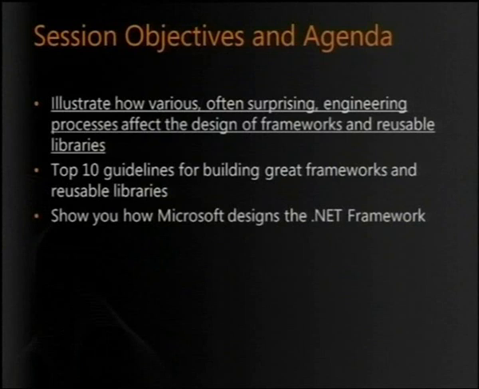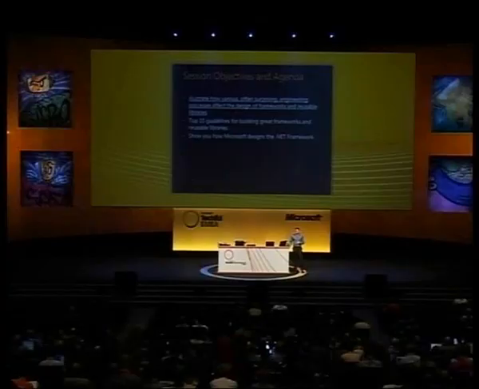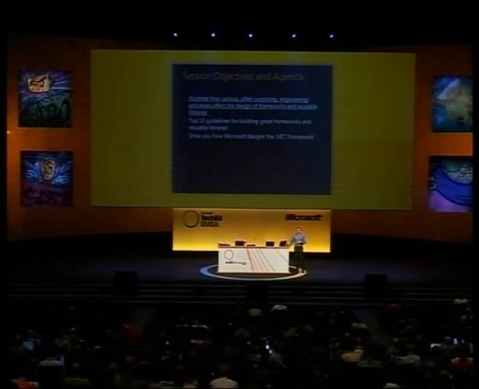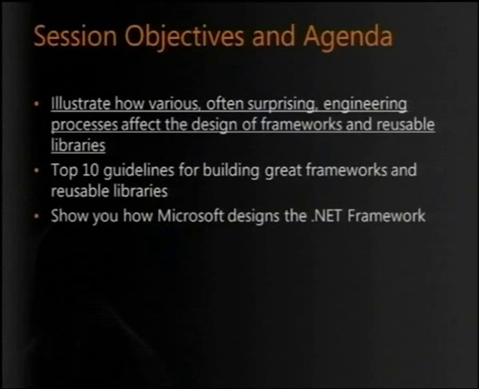So, objectives and agenda. The main one is to illustrate all the other things, sometimes unexpected, that affect the API design or the resulting APIs in frameworks. I'm going to structure the presentation around 10 high-level guidelines of what I consider important things in framework engineering. I'm also going to show you the processes, how we create frameworks at Microsoft, and look at what's happening inside Microsoft.